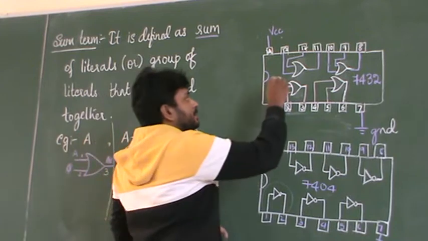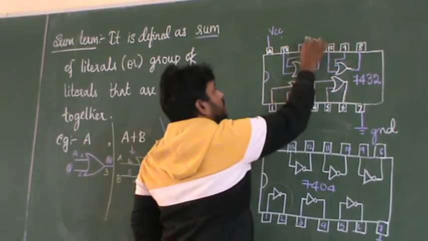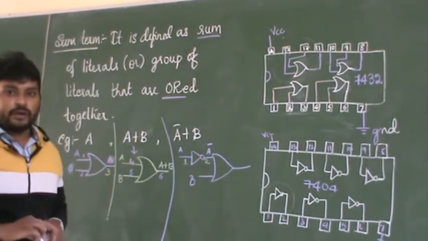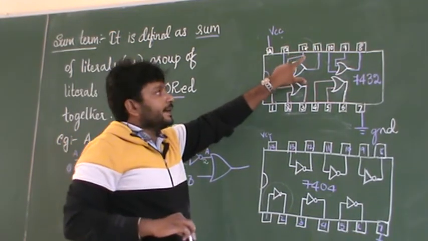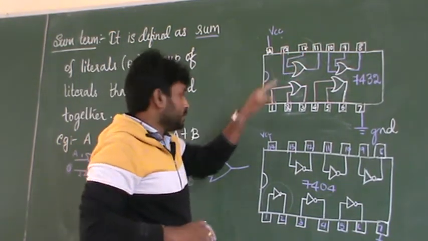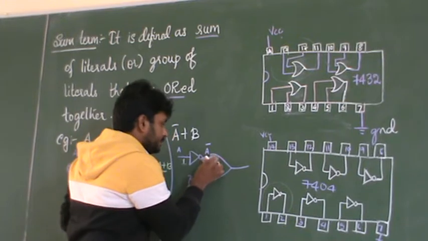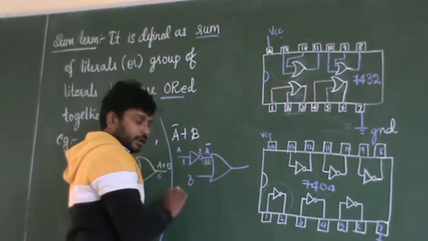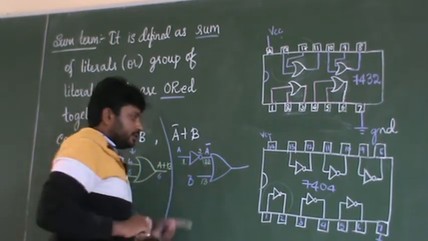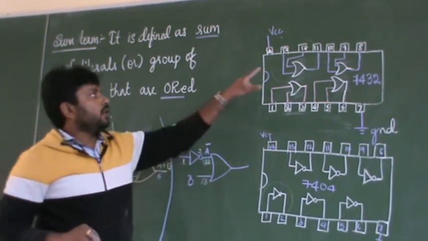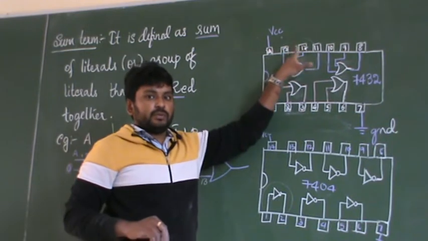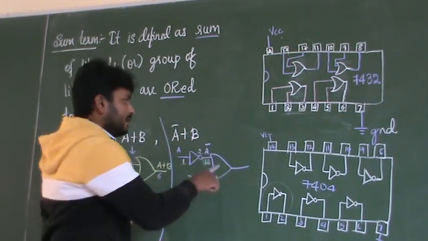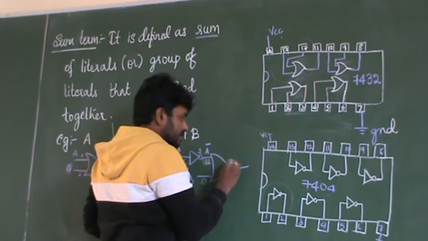Let me assume that I am using this third OR gate. If I am using the third OR gate, what are the pin numbers? It is 12 and 13. 12 and 13 are the inputs of the OR gate. And what is the output of the third OR gate? It is 11.